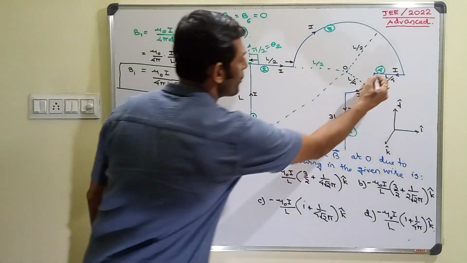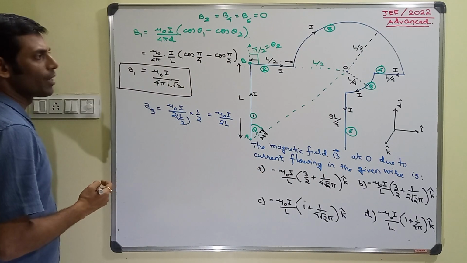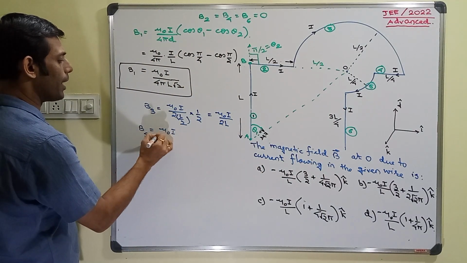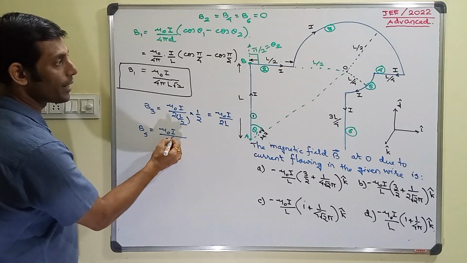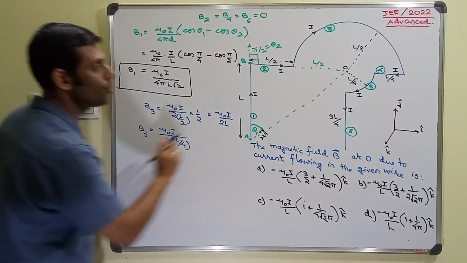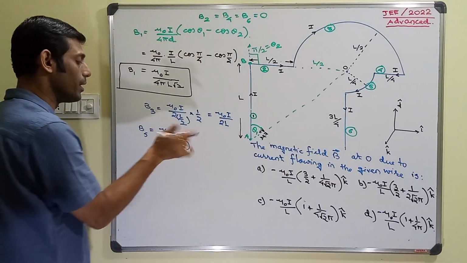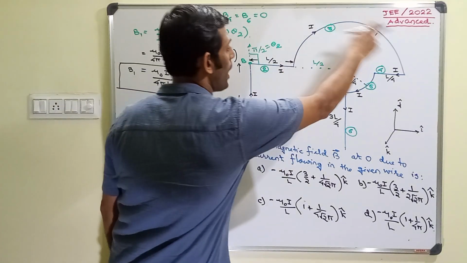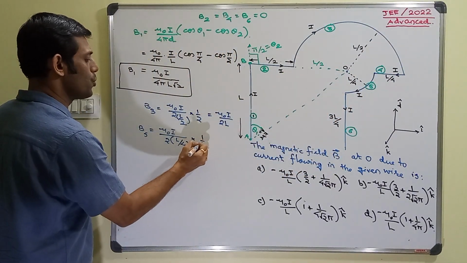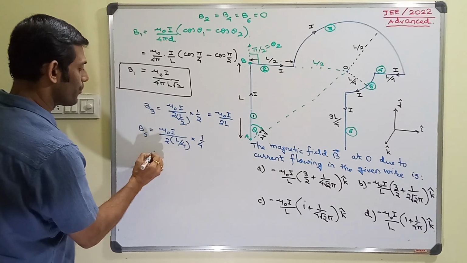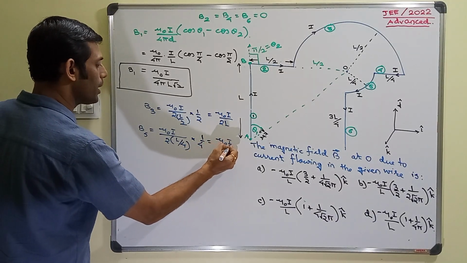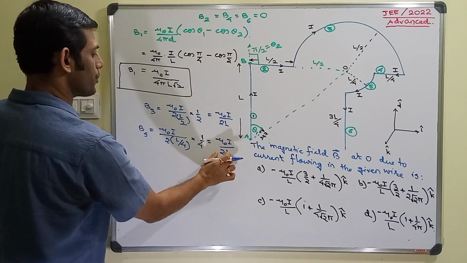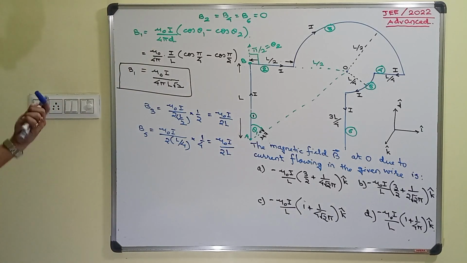Now the fifth part, if you come to this part, the B5 value would be again mu naught I by 2 times the radius for a full circle. This is 1/4 of a circle. If this is half, this is 1/4 of a circle. Now this is again equal to how much? Mu naught I by 4 cancels 2 capital L. Observe this. B3 and B5 are of same value.